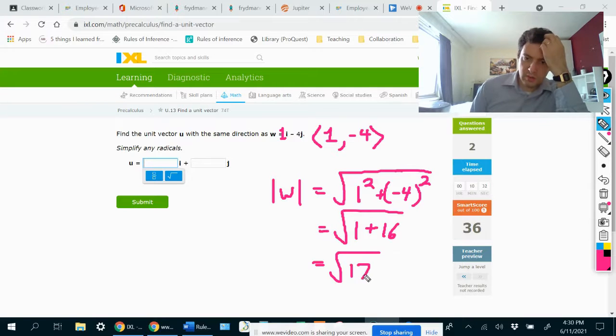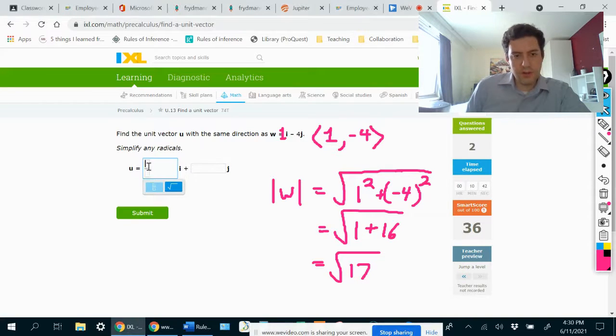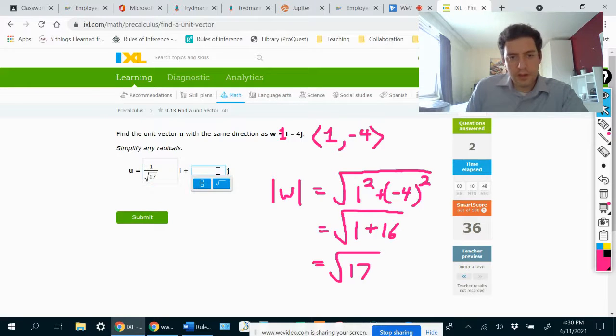And there's no way to factor this where one of the factors is a perfect square. So we're just going to write our final answer now. So the components would be 1 over the square root of 17 and negative 4 over the square root of 17.